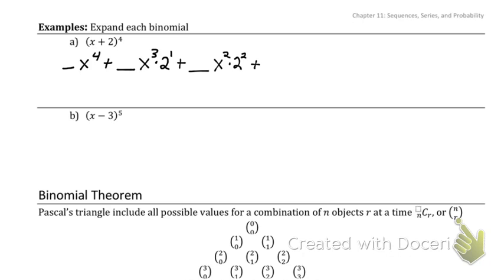Then we're going to add x times 2^3. And finally, we're going to add, well, our x's are going to drop out, and we're just going to have 2^4.